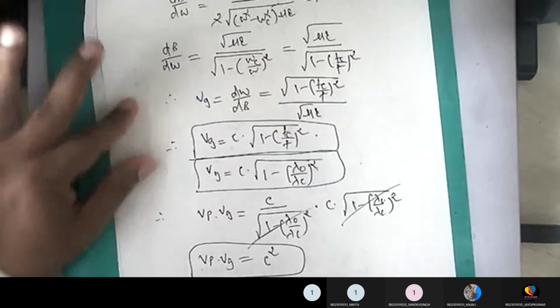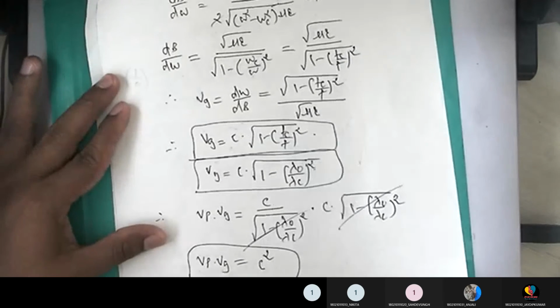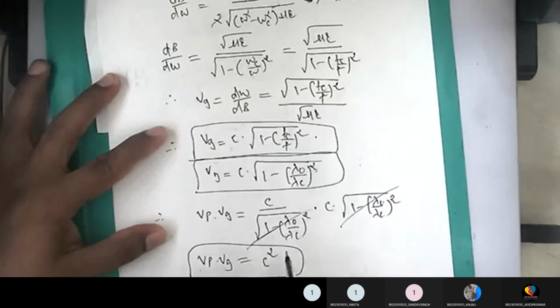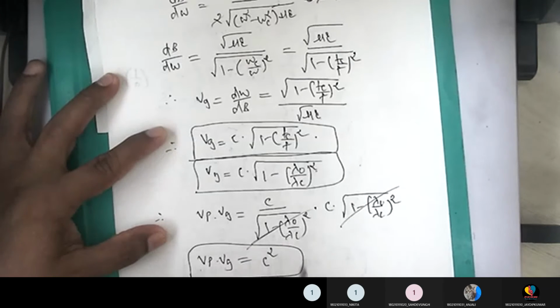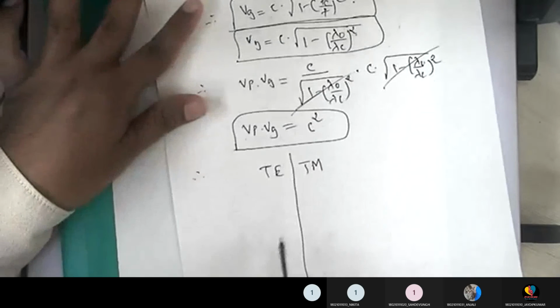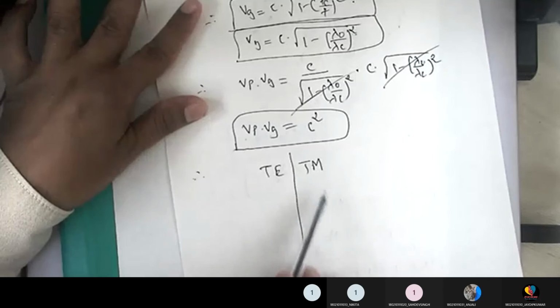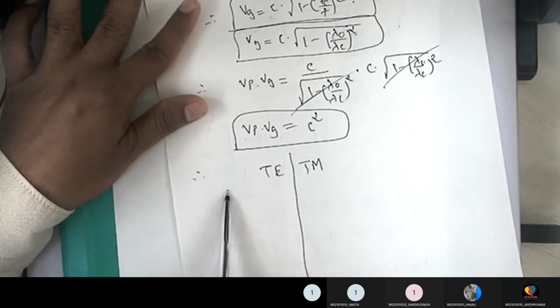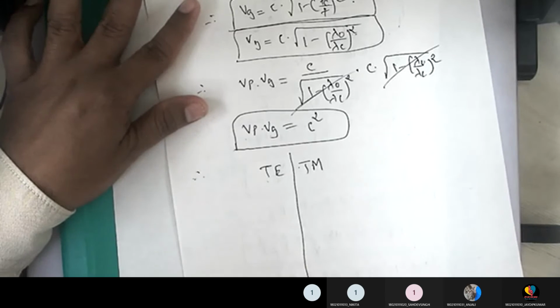I will stop here for today's part, and in our next class I will try to cover each and every expression, and I will try to compare. We will see the TE wave, we will see the TM wave, and we will try to compare each and every parameter and see the relation between the TE and TM waves.